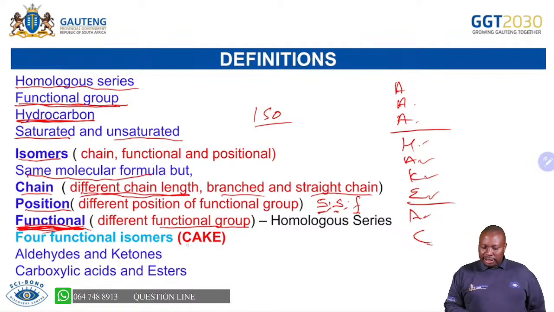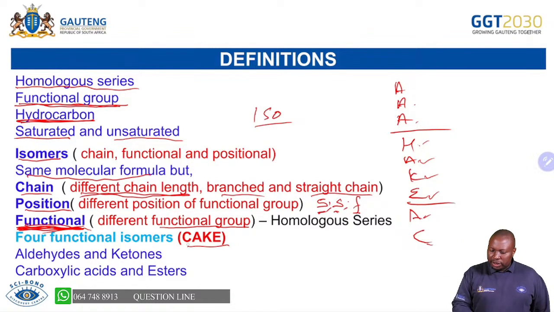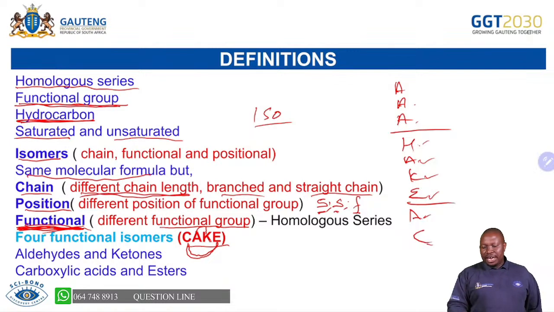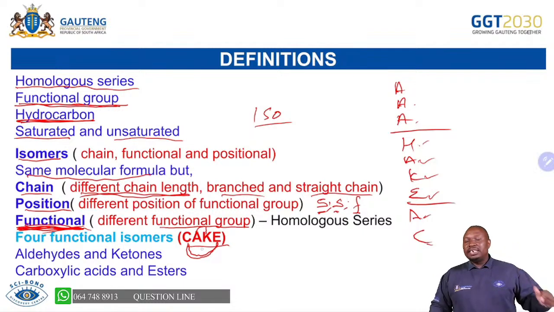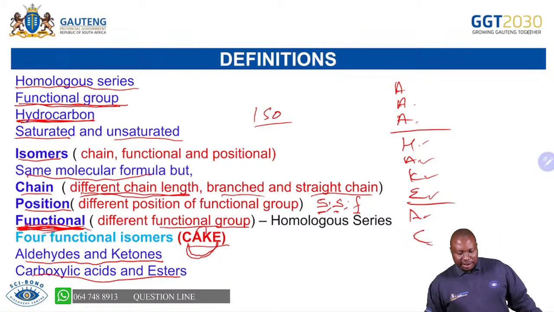And then we came up with that cake so that you are able to remember to say, okay, carboxylic acids and esters are functional isomers. Please don't forget that aldehydes and ketones are functional isomers. So all the time when you find your aldehydes and ketones, you will remember that these are functional isomers. They have the same molecular formula but different functional groups. And then hence we said cake there to ensure that the aldehydes and ketones, carboxylic acids and esters are remembered.